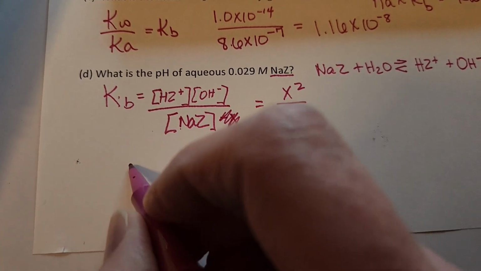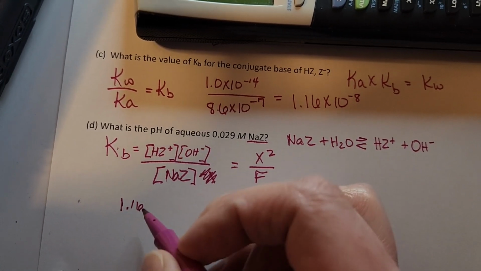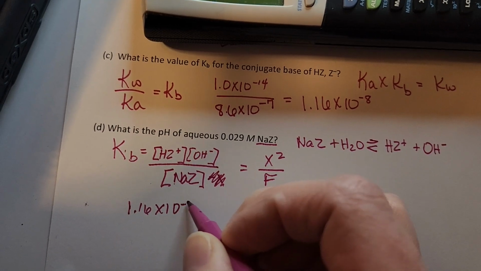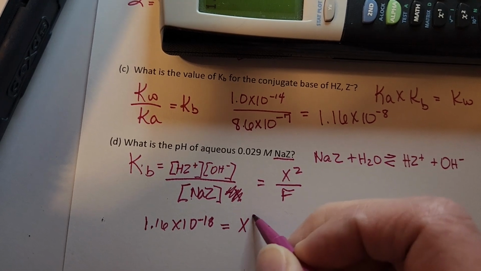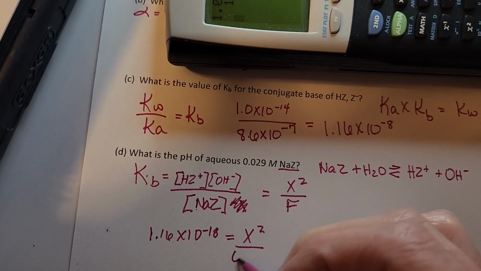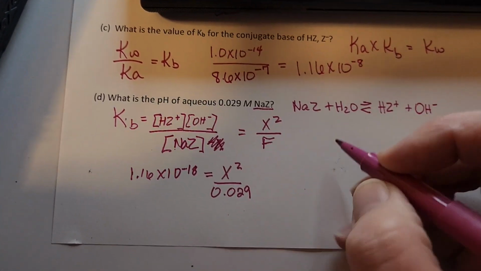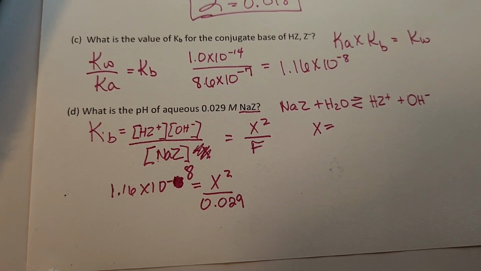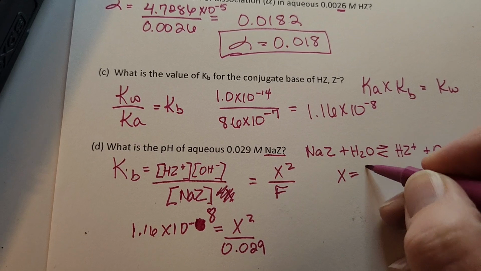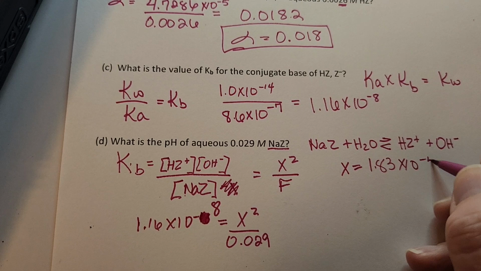All right. So my paper is sliding all over the place. 1 times 10 to the negative 6. All right, this is going to give us an X value of 1.83 times 10 to the negative 5.